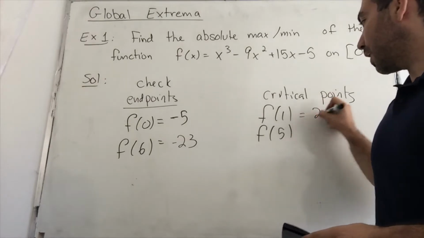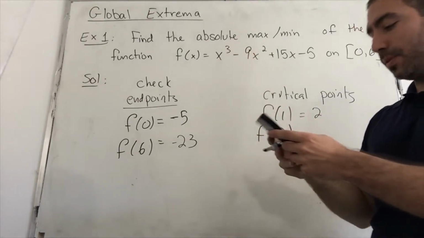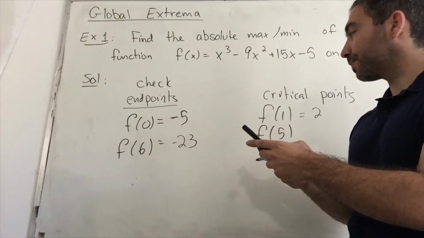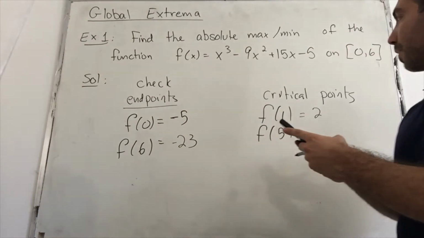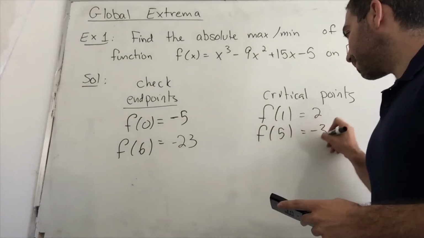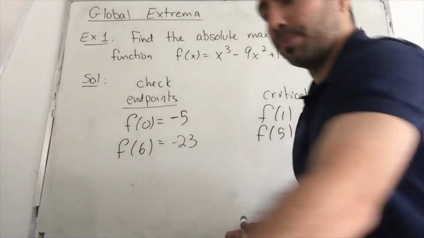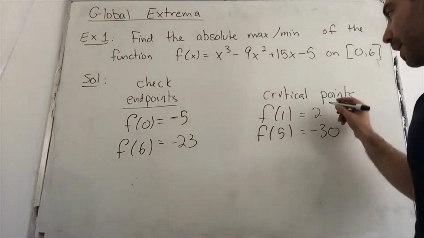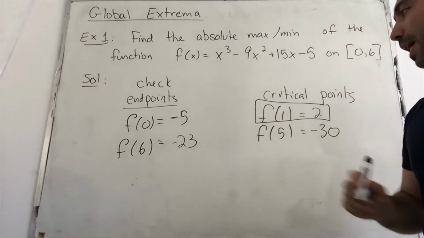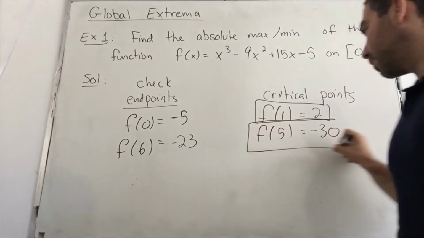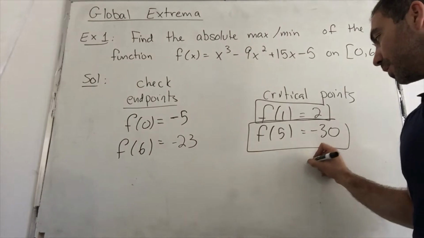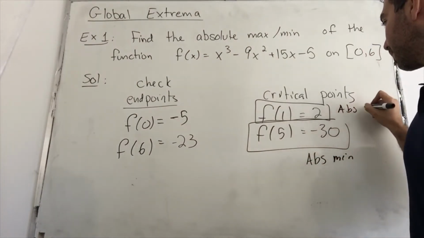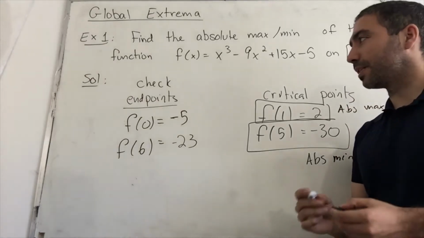giving us 2. And when you plug in 5 into the original, 5 cubed minus 9 times 5 squared plus 15 times 5 minus 5, I got -30. Okay. And from this, we're able to decide what's the absolute max, what's the absolute min. So the absolute max, the biggest value we got, occurred at 1, and the absolute min occurred at -30. So this is the absolute min, and this is the absolute max. And we're done. That's the answer.